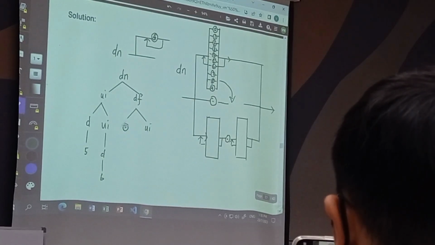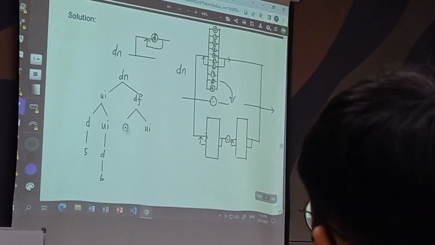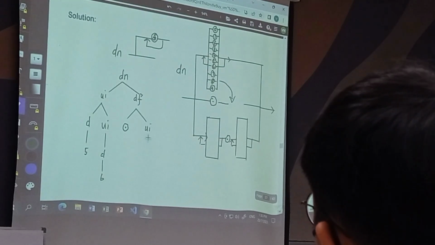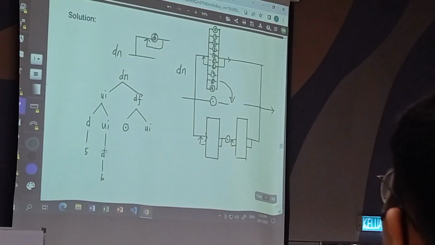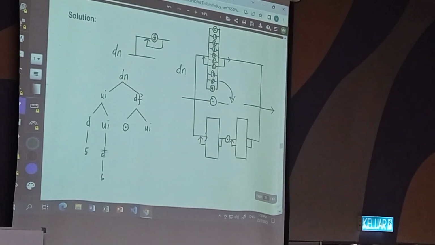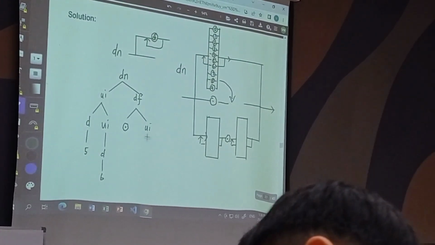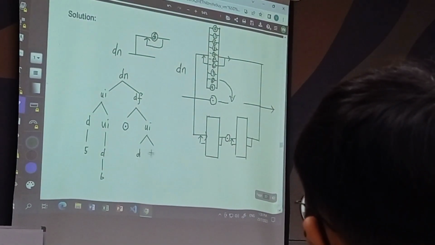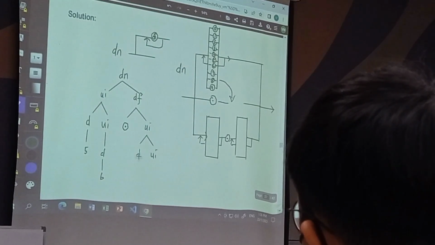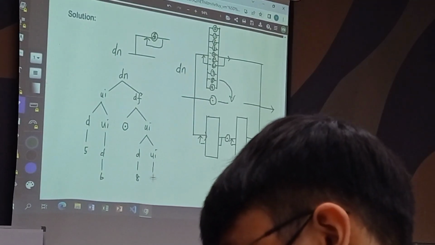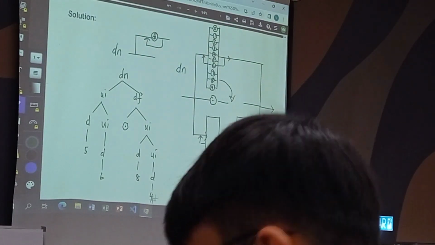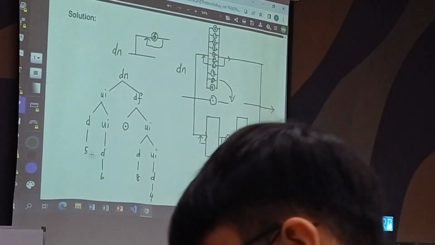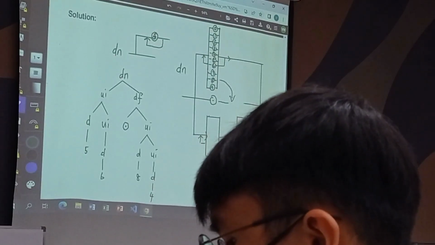Then decimal point is a terminal already, no need to replace anymore. But unsigned integer here, you still need another 2 digits, correct or not? You need the 8 and 4, right? So do the same like just now. Replace unsigned integer with digit and unsigned integer. Digit replace with 8. Unsigned integer replace with digit, then replace with 4. So you have 56.84.